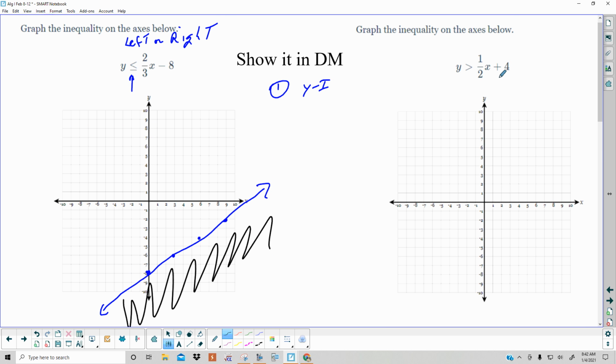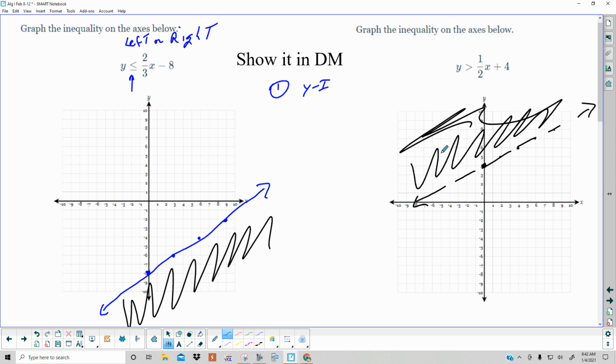Let's try another one. The y-intercept is 4. Slope is a half, up 1 over 2, up 1 over 2, up 1 over 2. It is dashed because it doesn't have the equal sign. Y is greater. Greater is above. So I'm just going to shade above it. Okay.